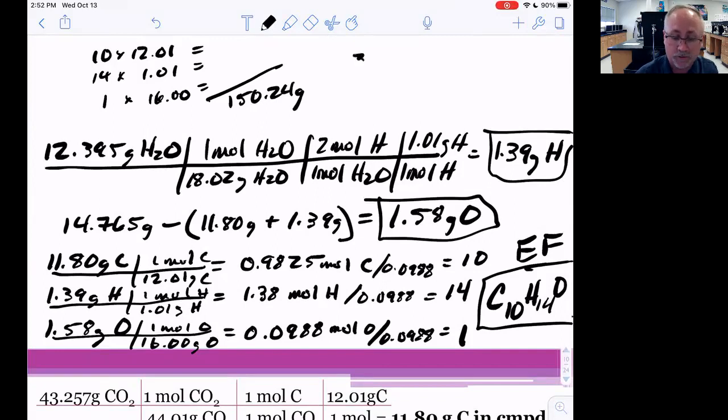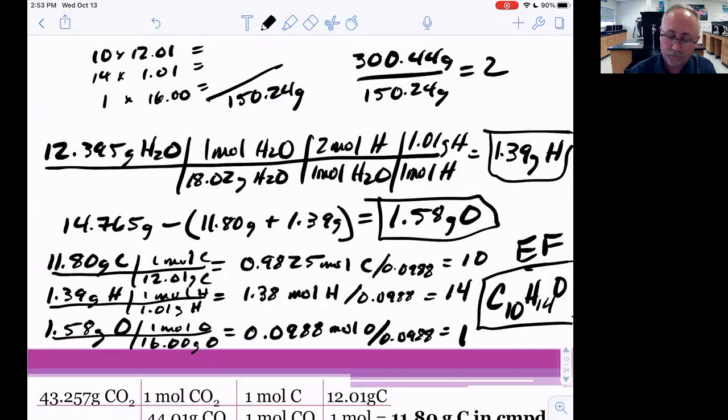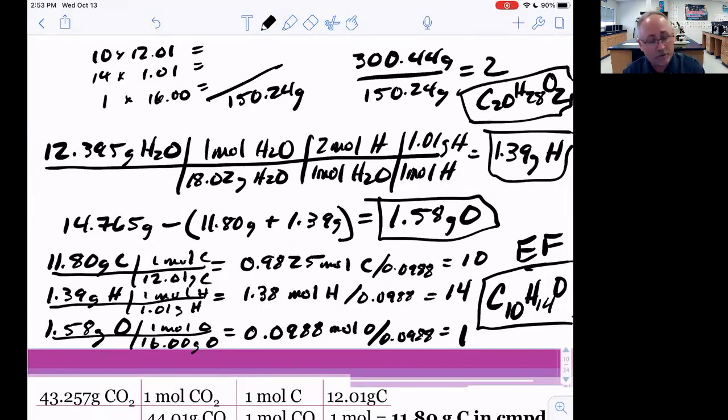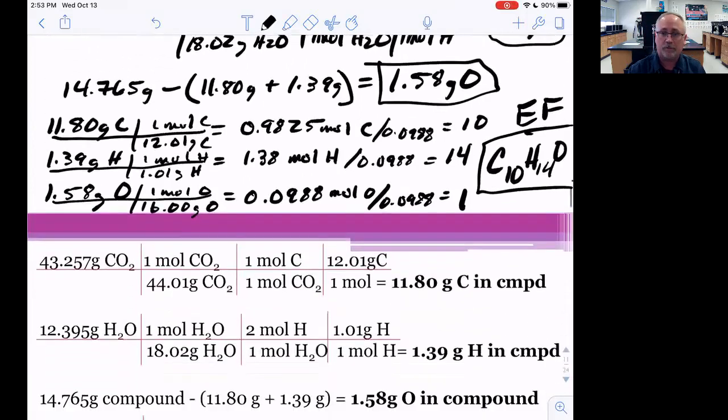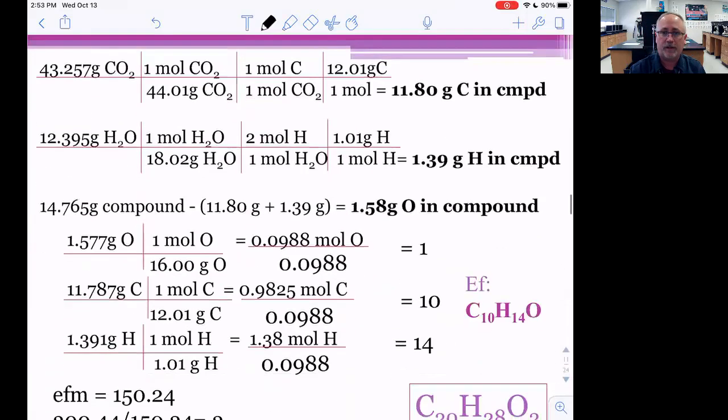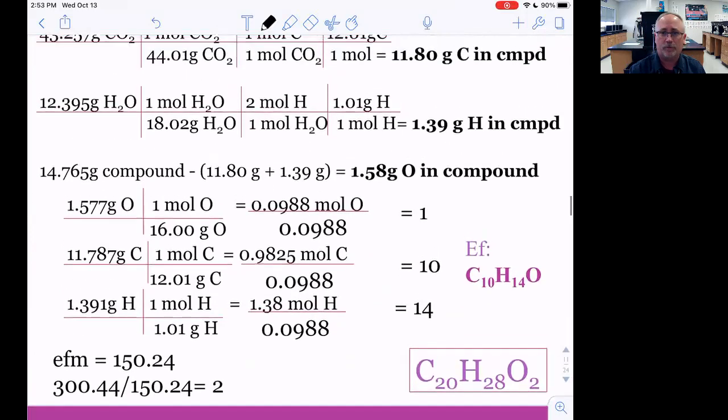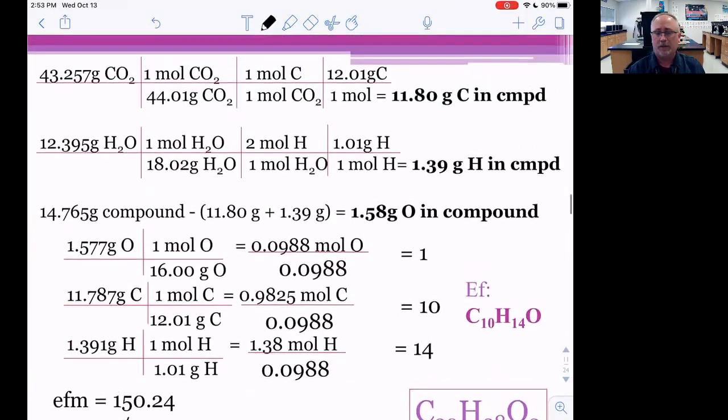They told me that the molar mass was 300.44 grams. So if I do that little bit of math there, I end up with 2. So my molecular formula is twice the empirical formula. So it'll be C20H28O2. There you go. I agree, this question was a monster. It's a little bit long. I'll show you the printed work down here, but it is in fact the same. A little bit out of order from the way I did it, but it's the same.